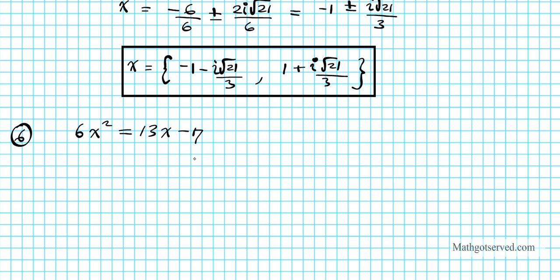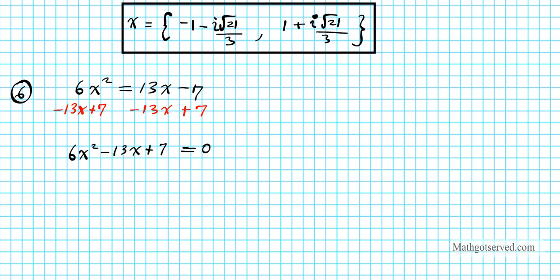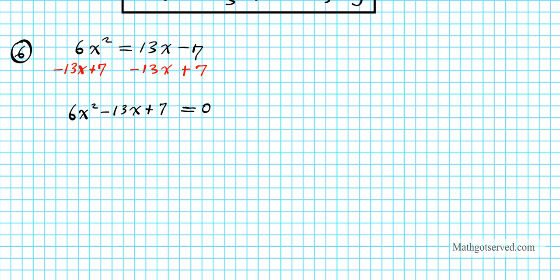To do that, I like to have my first term positive, so I'll move these two to the left. So subtract 13x and add 7. That's going to give us 6x squared minus 13x plus 7 equals 0. Now let's go ahead and see if we can factor this. If we can't, you have to use the quadratic formula.